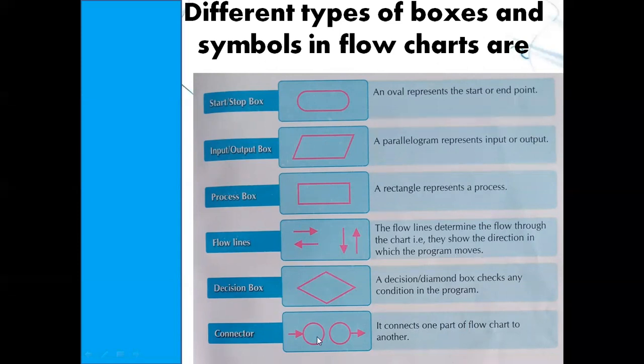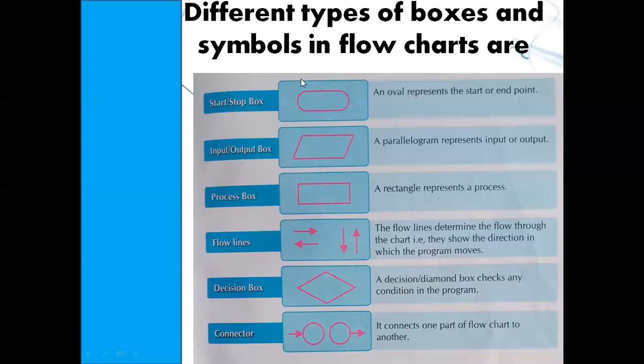And the last one is the connector. Suppose you are drawing a flowchart and it is quite big and it will shift to the next page. One page is not enough to draw a flowchart. That time we will use multiple pages, more than one page. So when you want to switch to the next page, you want to show the connection, that these flowcharts are connected to each other. Then you can use this circle as a connector. It will show the connectivity of the flowchart. We can join two flowcharts with the help of this connector.